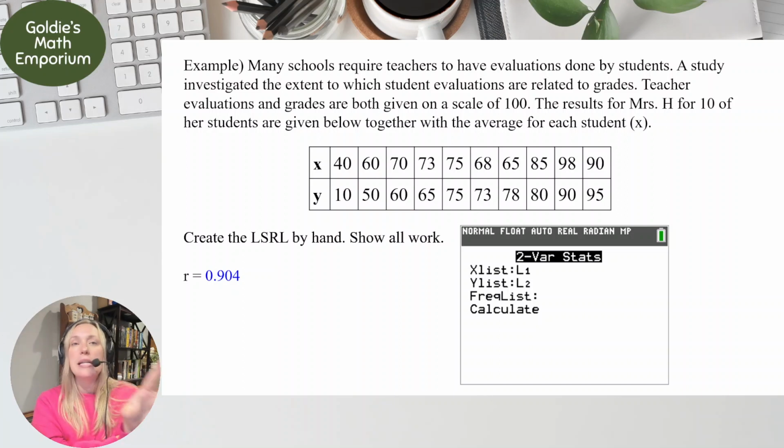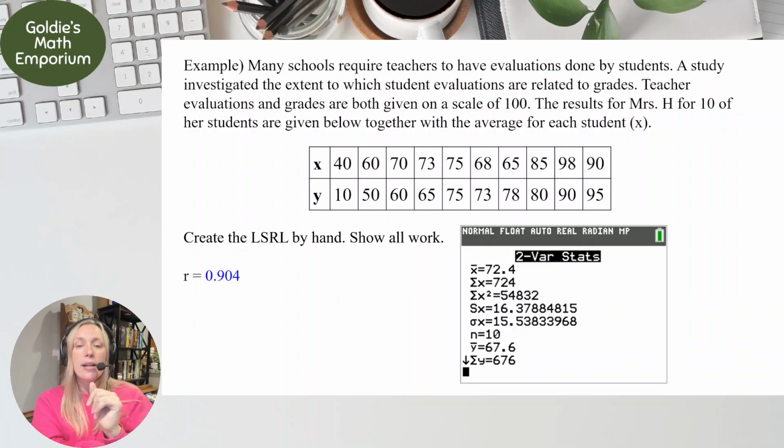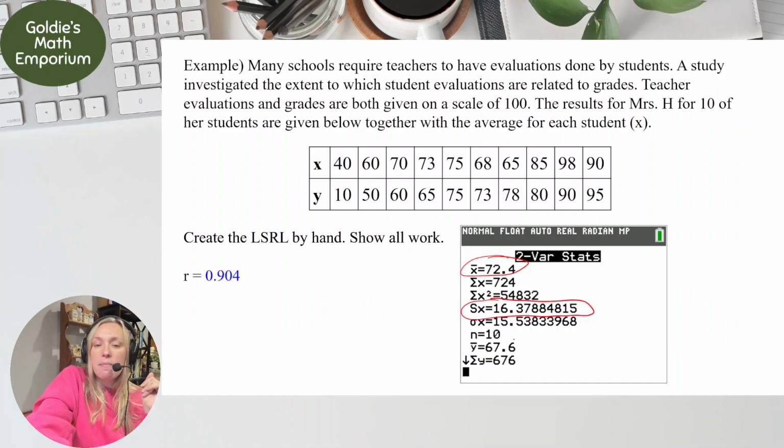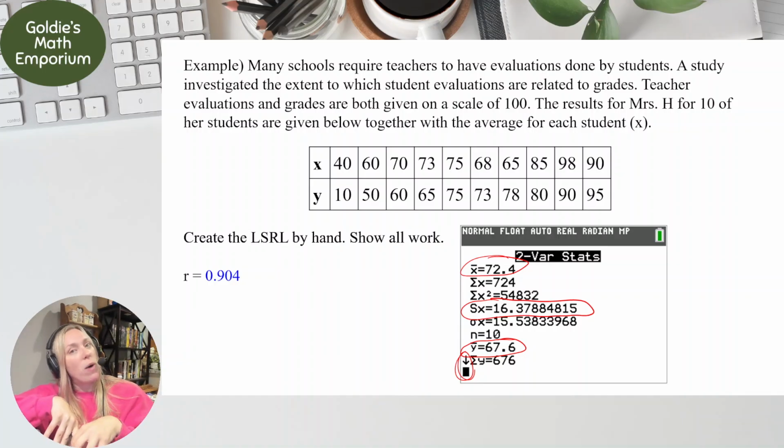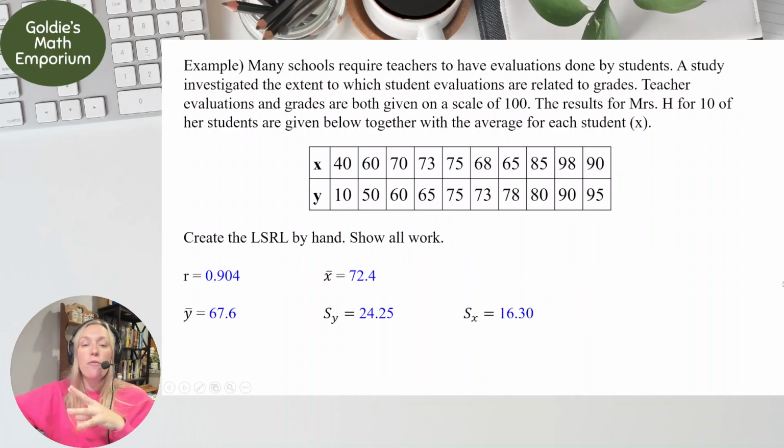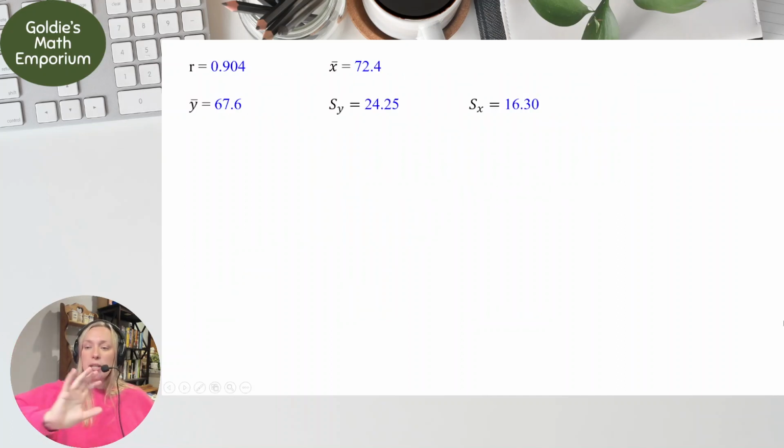Next, to get all my means and standard deviations, I'm going to run two var stats on xlist and ylist. And then I'll be able to grab my x bar, my standard deviation of my x, my y bar, and then if I scroll down, I'll also get the standard deviation of my y's. Okay? So I'm going to grab all 4 of those values from my calculator there. Good. Now that I have those 5 values total, now I can use the formulas off of my formula sheet.